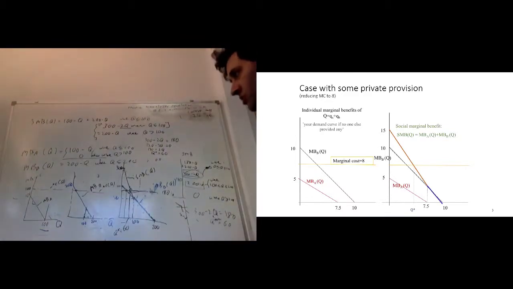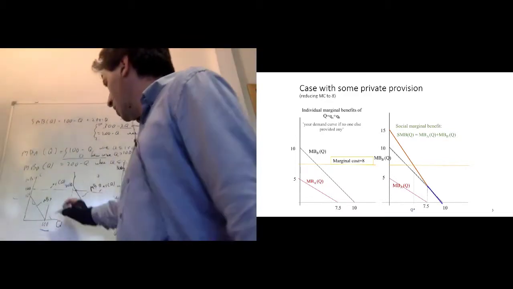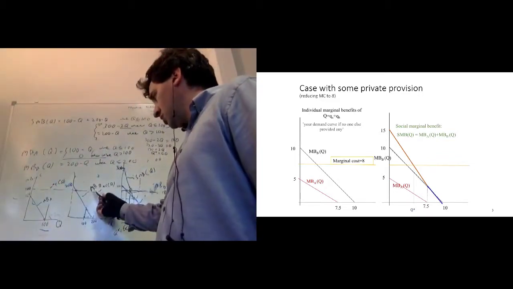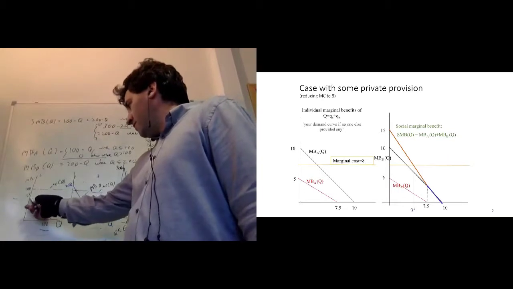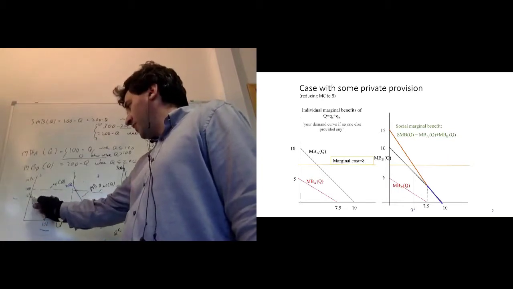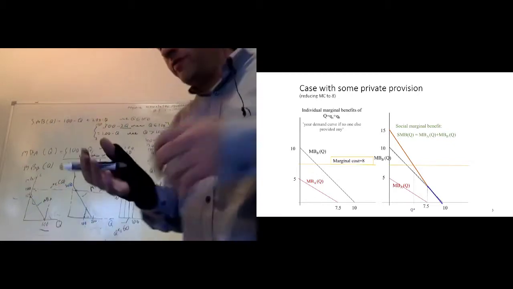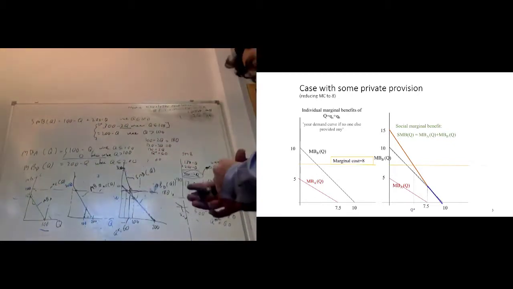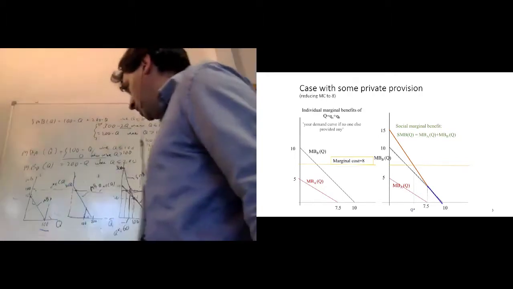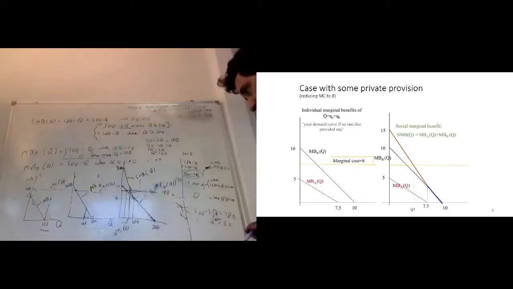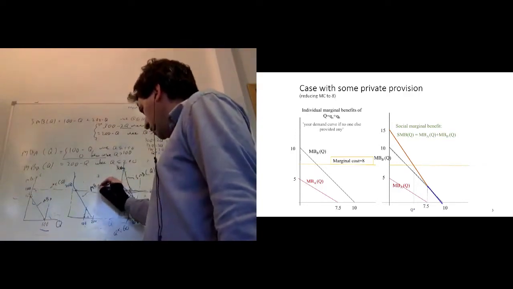Okay, so let's look at what A would do. Well, no matter what A thinks B is going to choose, in this case, even if B were to choose 0, the maximum of A's marginal benefit does not equal the marginal cost. So A would choose to provide none of this public good if its marginal cost is 180. He would choose to provide none of it voluntarily. Now, what would B do?